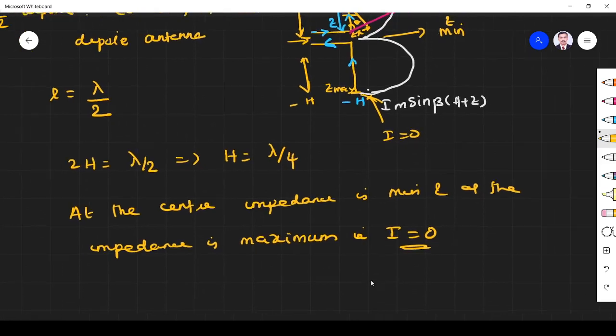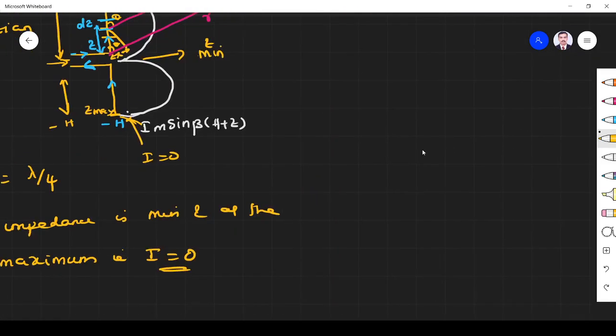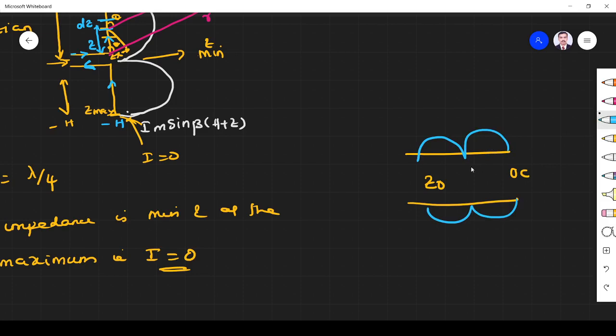Why? We have learned in transmission lines that this is an open circuit line. In an open circuit line, the characteristic impedance Z naught and the load impedance are not matched, since the load impedance is open circuit, maximum, so it is not equal to Z naught. What happens if the impedance is not matched? It creates standing waves, like this, and here the impedance is maximum. This is what happens in the transmission line.